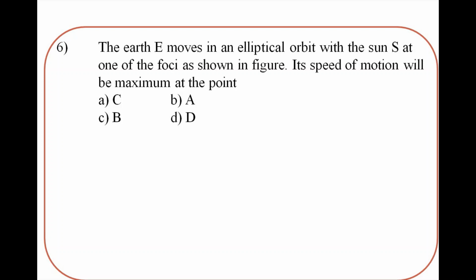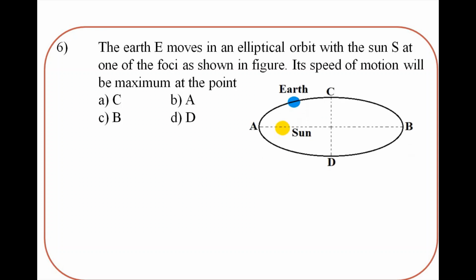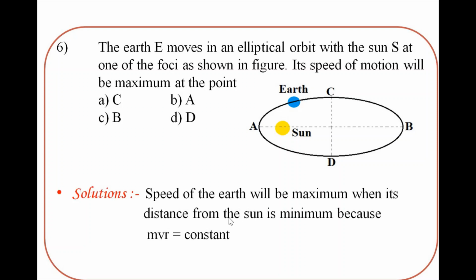Earth E moves in an elliptical orbit with the Sun S at one of the foci as shown in the figure. Its speed of motion will be maximum at the point. Option A is C, option B is capital A, option C is capital B and option D is capital D. So let's see the solution. We have to know that the speed of the earth will be maximum when its distance from the sun is minimum, because we know that mvr is equal to constant. So the answer is option B. That means here option A is correct.